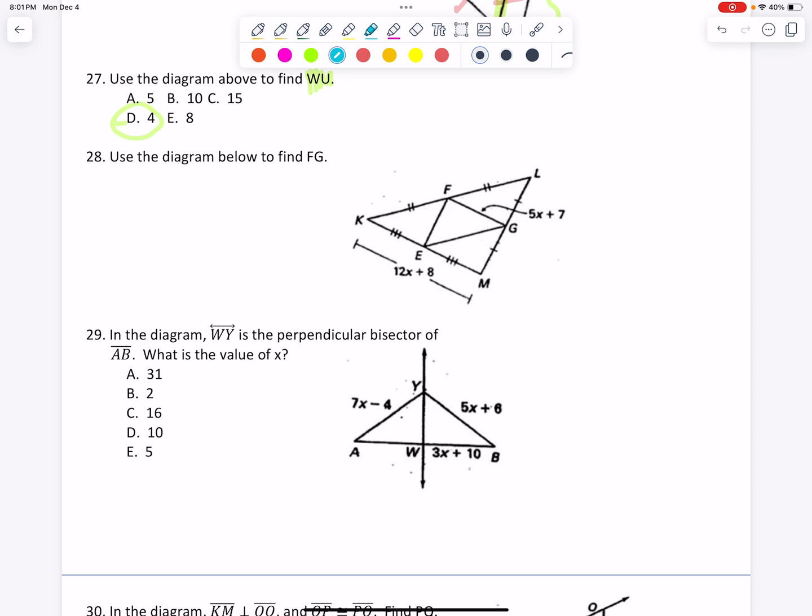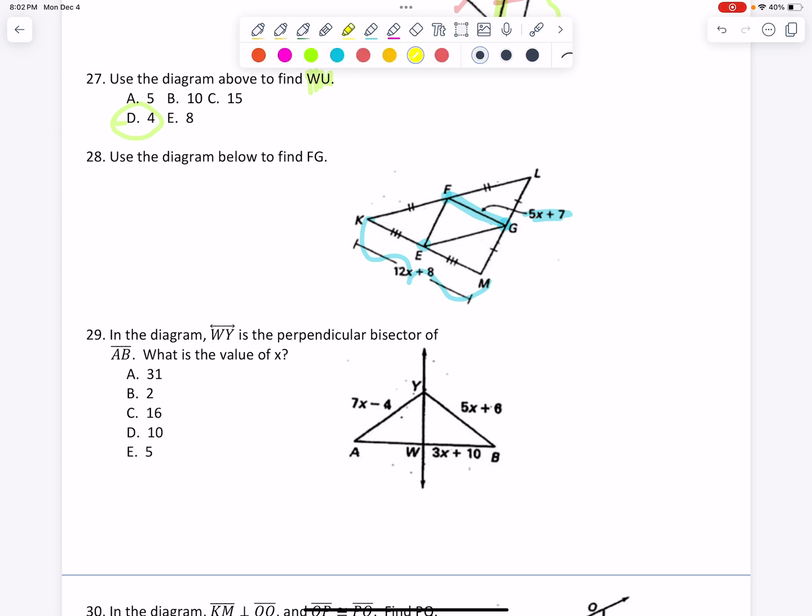All right, let's go to another midsegment question. How do I know that these are midsegments? Point F is a midpoint. It's got 2 markings on either side. Point E is a midpoint, and point G is a midpoint. We want to use the diagram to find from F to G. So from F to G is the midsegment, and then here's my third parallel side.